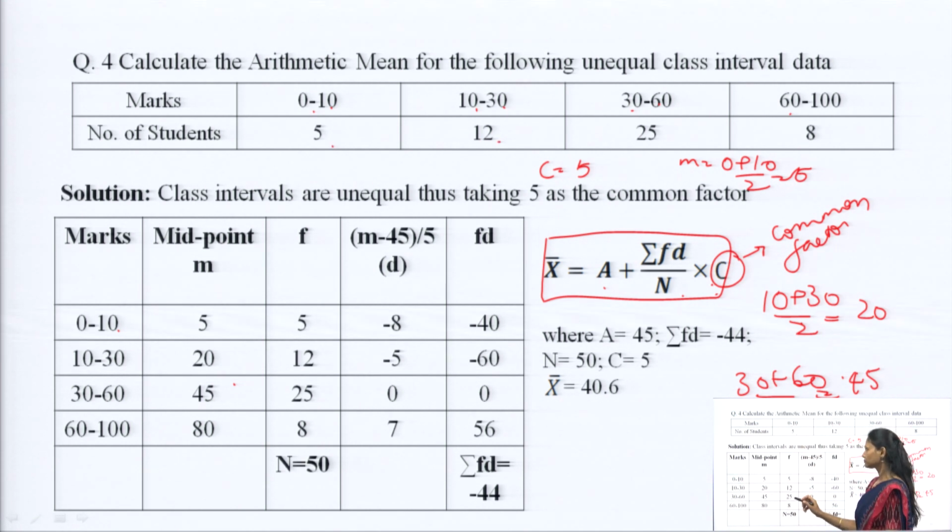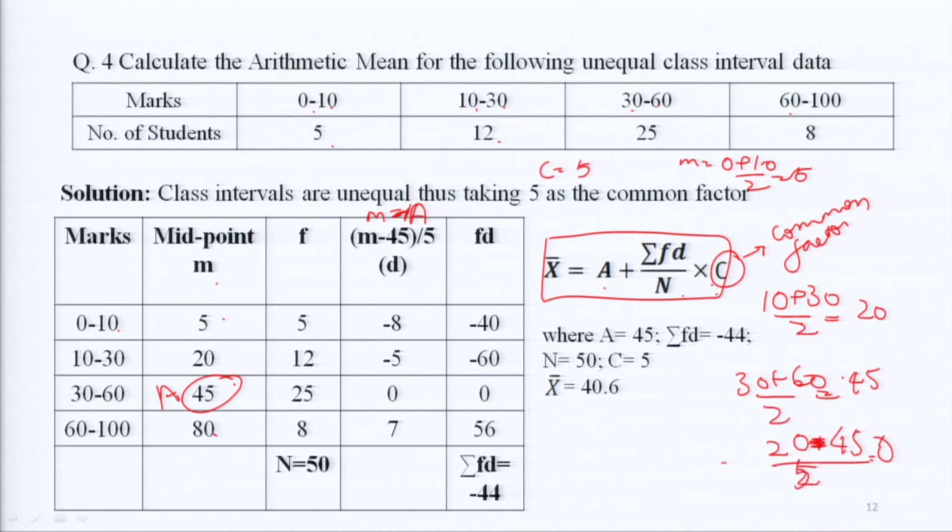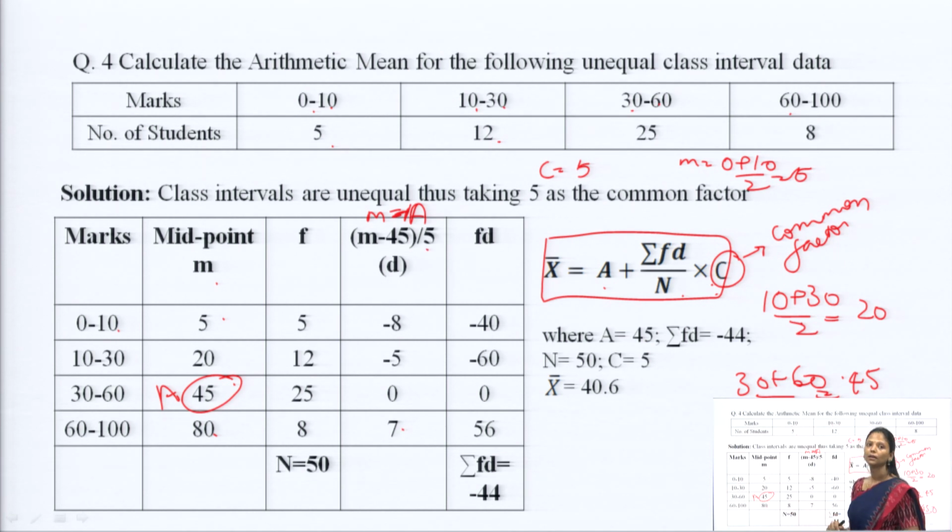When we multiply these two, we do not need it, but we have one more formula, that is m minus a. What is a? A is the assumed mean from the midpoints. For example, I have assumed 45 as a. So, m minus a, 5 minus 45 gives me minus 40, divided by 5 gives me minus 8. In the same manner, 20 minus 45 divided by 5 gives minus 5. 45 minus 45 divided by 5 gives me 0. 80 minus 45 divided by 5 gives me 7.